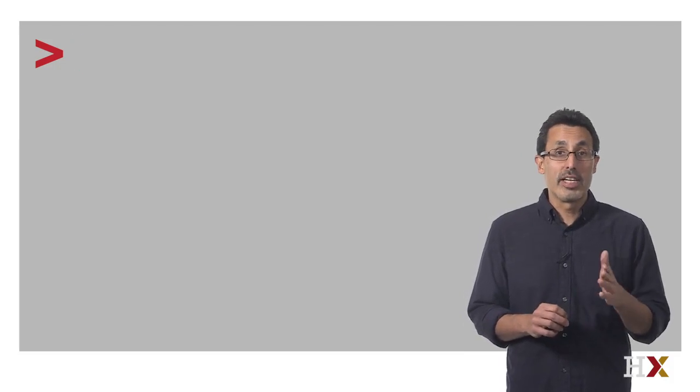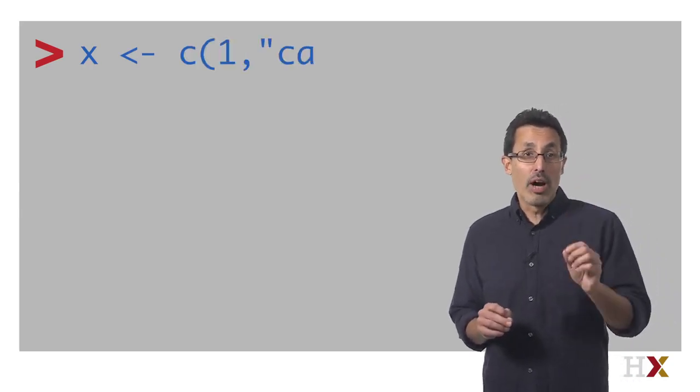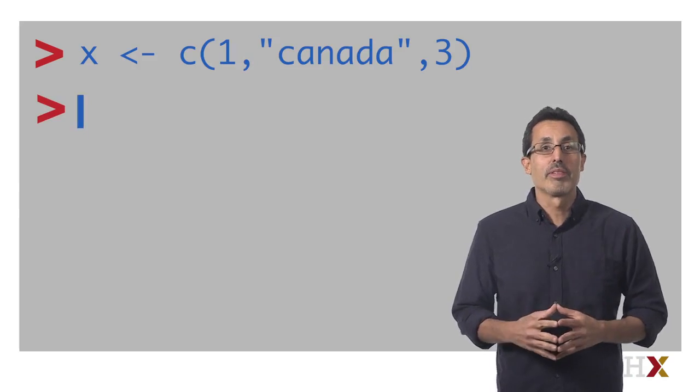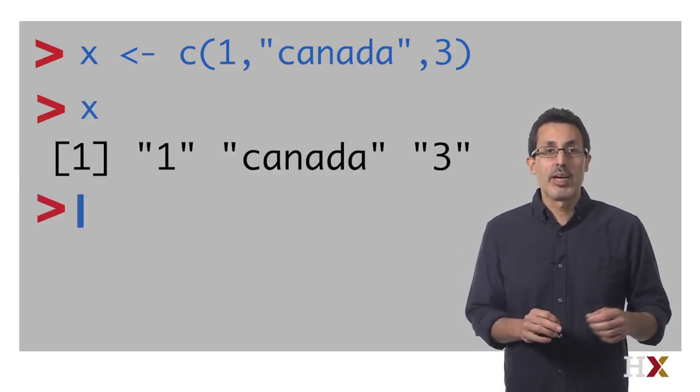We earlier said that vectors must be all of the same type. So if we try to combine, say, numbers and characters, you might expect an error. But if we type x <- c(1, "Canada", 3), we don't get an error. We don't even get a warning. So what's happened? Let's look at what x is when we type that.